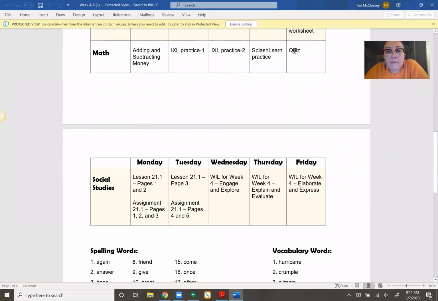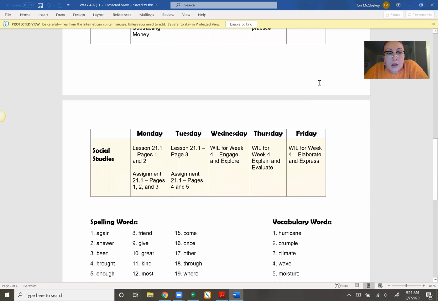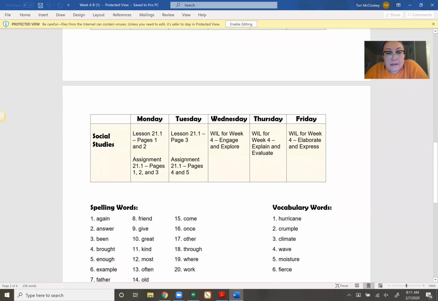Math, you have a quiz, and that is for everyone. Even Math A, you have a quiz today as well. And then social studies, you're wrapping up your will for week 4 with the elaborate and express pieces.